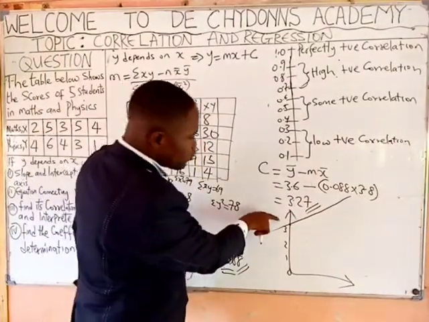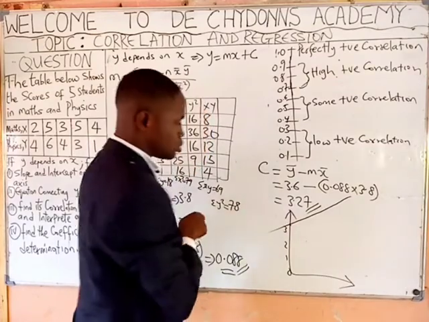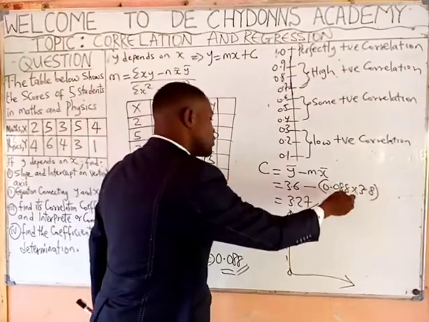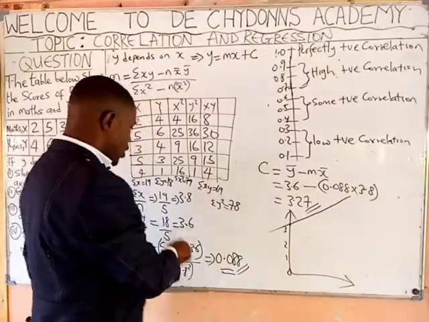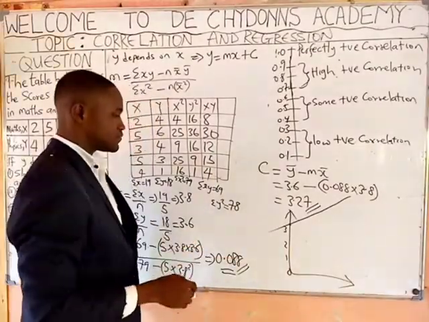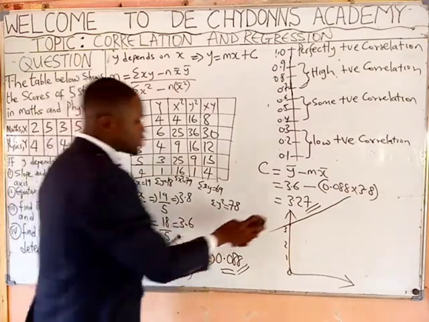So meaning that it will cut the y-axis at 3.2, and the slope must be in a positive way. That is plus 0.088. Now we have gotten the slope and the intercept on the vertical axis.